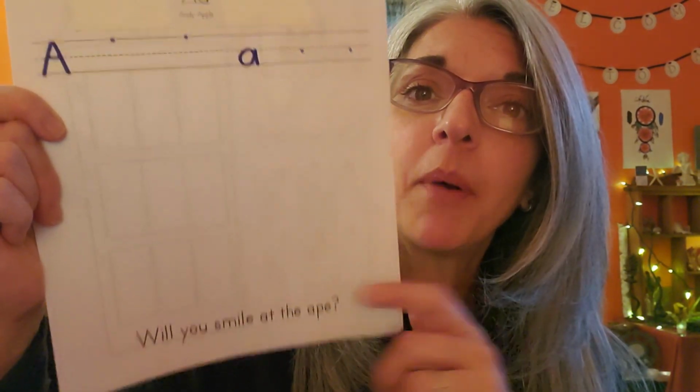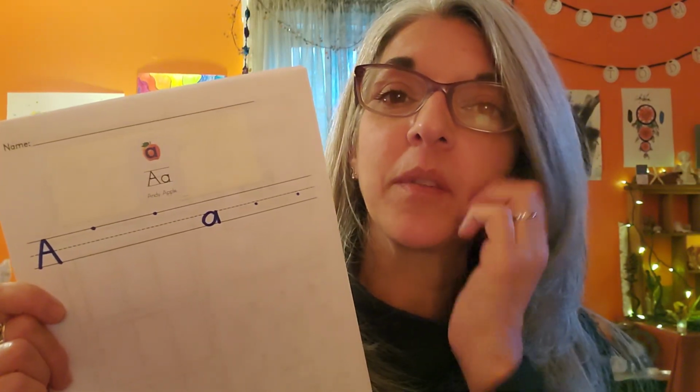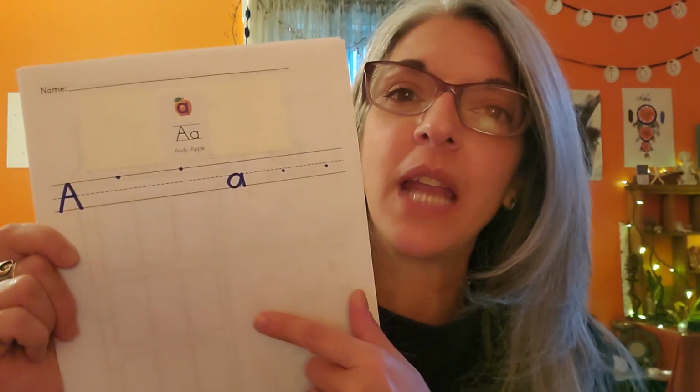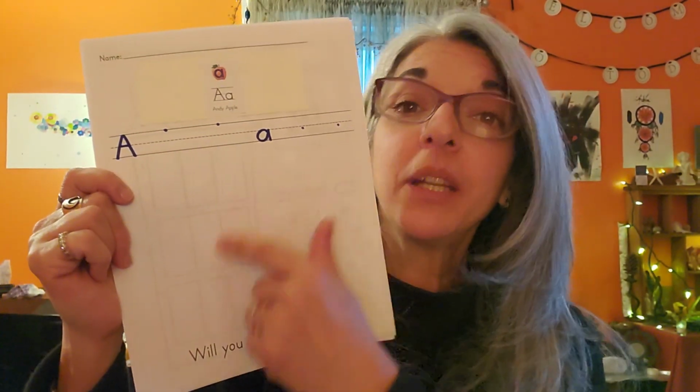Remember that book we read about that little baby who wouldn't smile? And somebody was trying to take a picture of her, and they showed an ape puppet. So make sure your picture goes along with that sentence, okay?